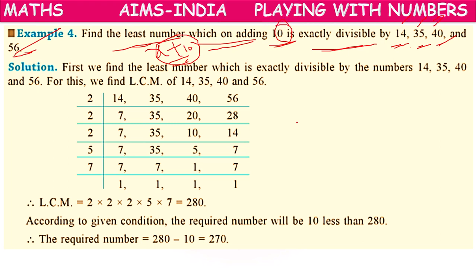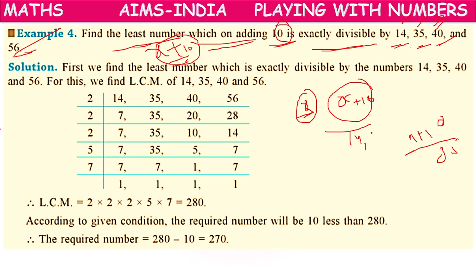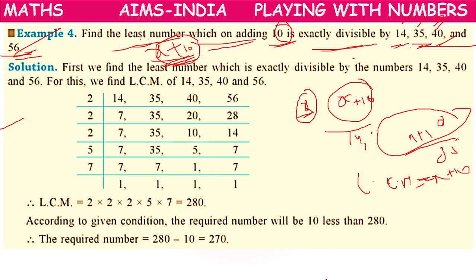Suppose the least number is x. If 10 is added to it, then it is exactly divisible by 14, exactly divisible by 35, by 40, by 56. Means x plus 10 is exactly divisible by all these numbers. Means the LCM value will be x plus 10, because x is not divisible by all these numbers, but x plus 10 is exactly divisible. So LCM value will be x plus 10. If you want to find x, the least number, then it should be LCM minus 10. This 10 will come this side, LCM minus 10.